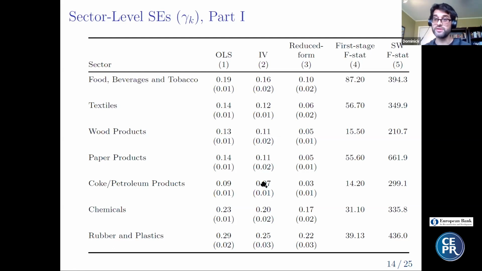They range from 7%, so a doubling of sector size leads to a 7% increase in productivity for coke and petroleum products, up to 25% for rubber and plastic, 20% for chemicals, et cetera. So there is a range. They're generally positive, but there's a range. I want to point out that, consistent with our theory of what might be going on econometrically, OLS estimates are universally higher than the IV estimates, although the bias is not enormous.